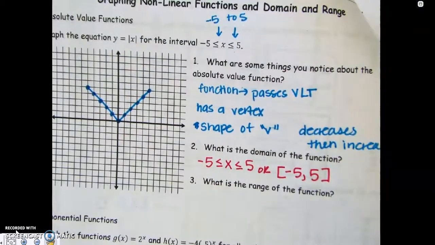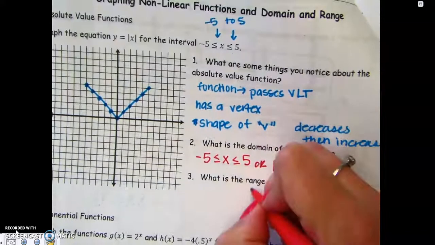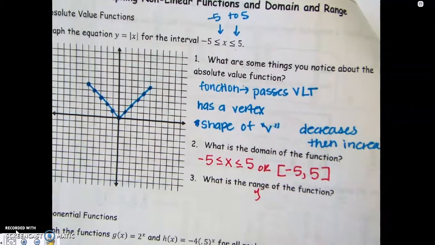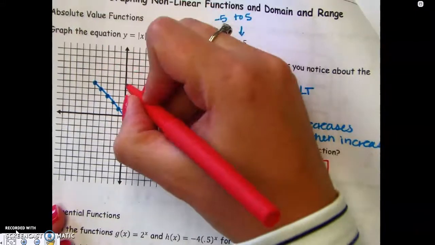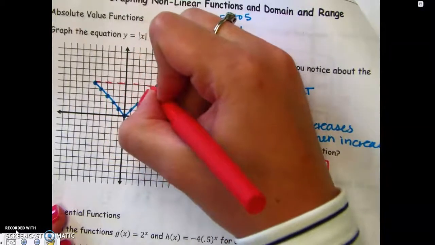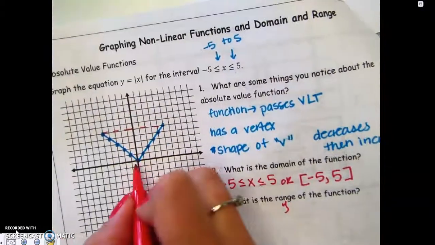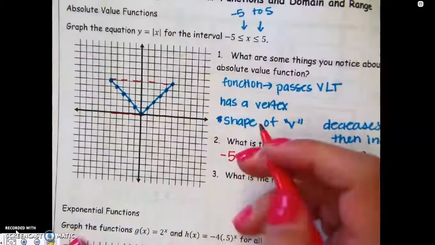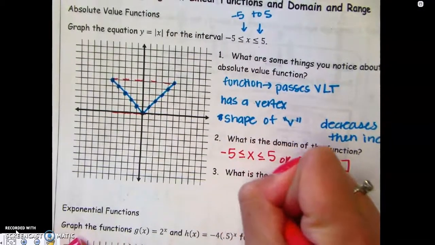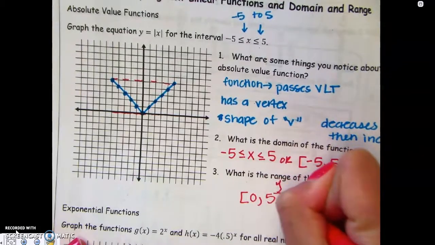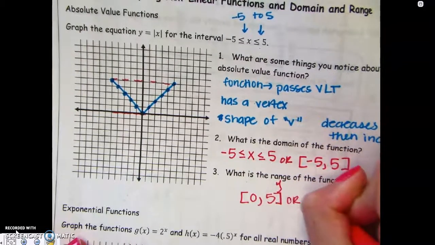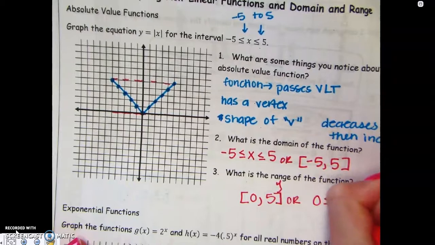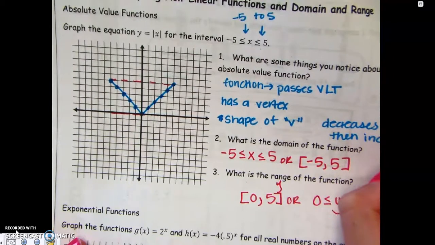Okay, so now the range. The range is my y values. And so I'm going to look at my y-axis. Where is the farthest up my function goes and where is the farthest down my function goes? The farthest up my function goes is here, which is positive 5, and the farthest down it goes is right here, which is 0. So my range will be from 0 to 5, or you could have written it as 0 is less than or equal to y, which is less than or equal to 5.